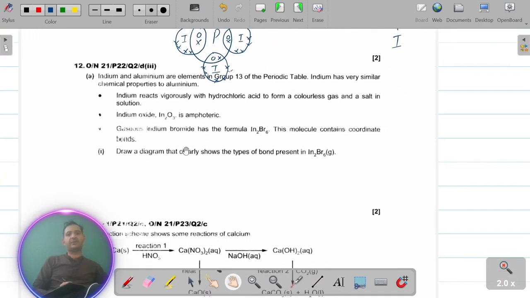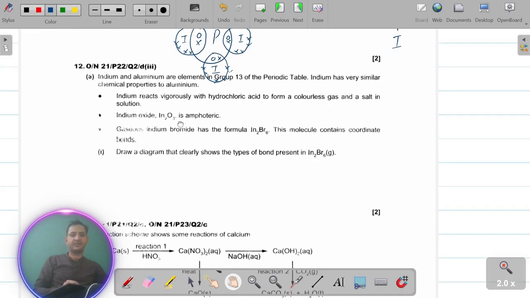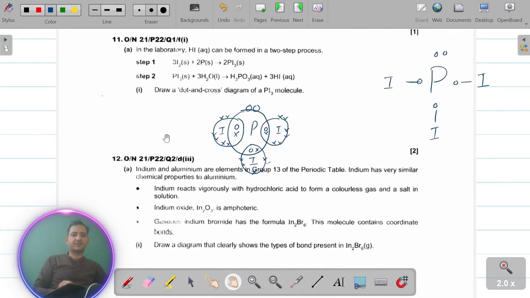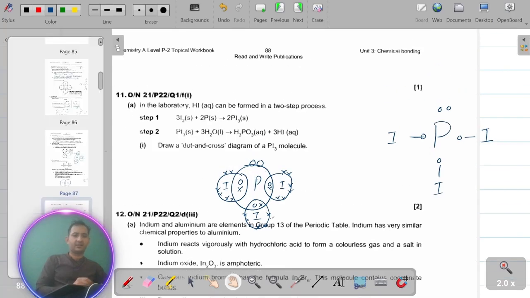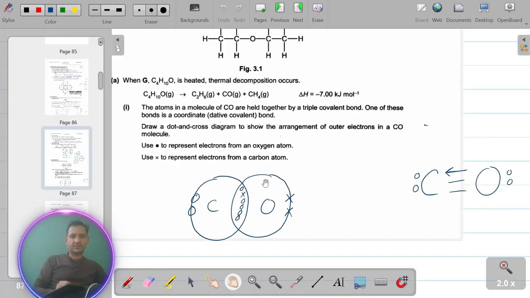Lithium and aluminum are elements in group 13 of the periodic table. Indium has very similar chemical properties to aluminum because they both are from the same group. So the question is, draw a diagram that clearly shows the type of bond present in In2Br6. It is the very same structure I already explained here, like this.